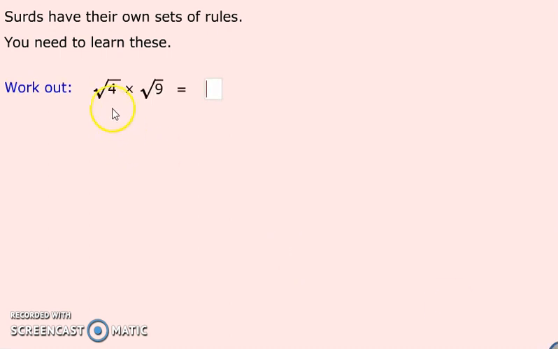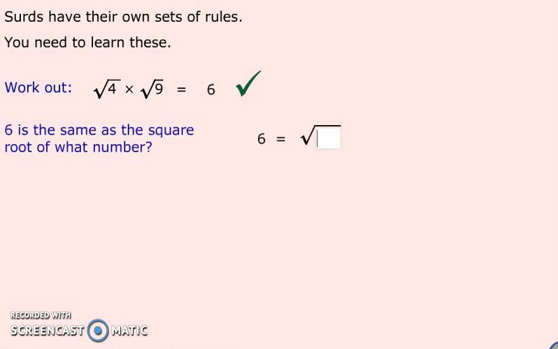Now think about what is square root 4 times square root of 9, which is very easy. You know square root of 4 is 2 and square root of 9 is 3. So when you multiply them, you'll get 6. Okay, and that is the correct answer. Let's take another example. 6 is the same as the square root of some number. You know which number? That is 36. Yes, exactly.